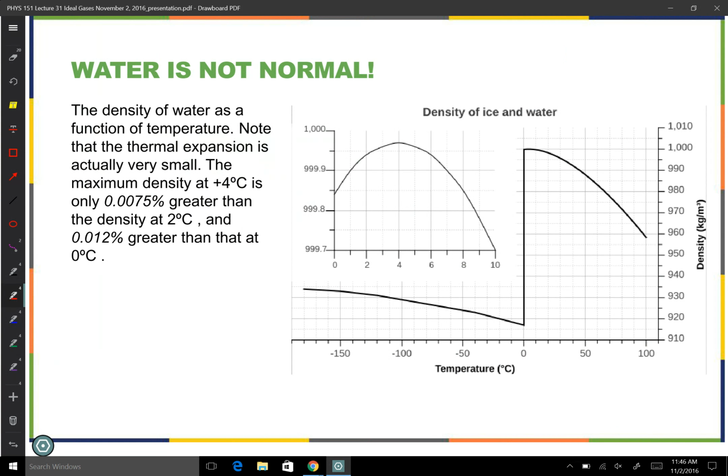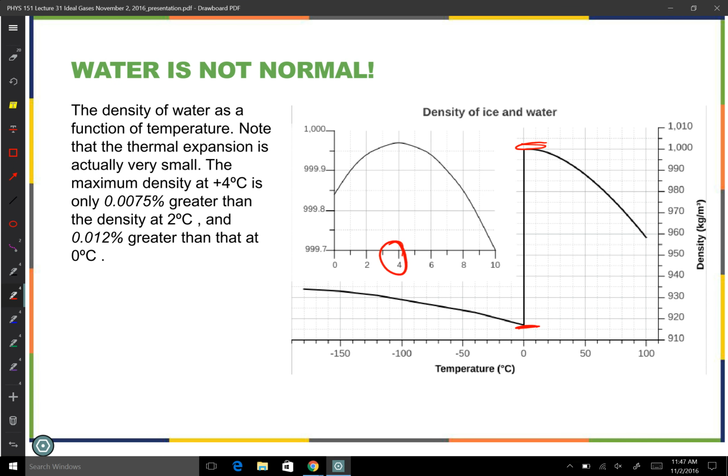Now, this is really, really important to life on Earth. Water is not normal. If water was normal, we wouldn't be here. What's abnormal about water? Water, if you cool it down, it contracts until you get to roughly 4 degrees Celsius. At 4 degrees Celsius, if you cool it down any more, it starts expanding again. That's not normal. And then when it freezes, it expands a lot. So this here is the freezing change.